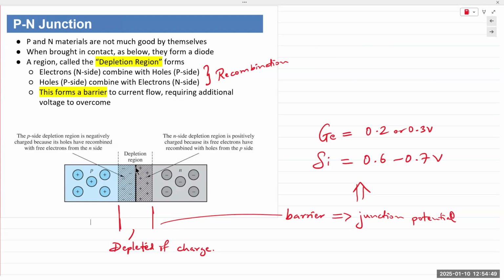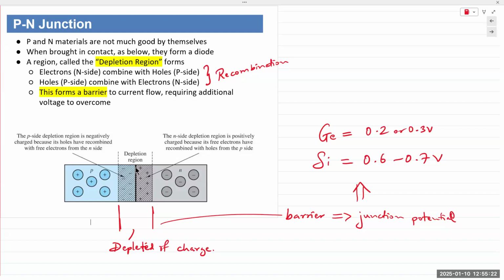And that electric field that is established because of this recombination phenomena gives rise to a voltage. That voltage in turn gives rise to another electric field that is in direct opposition to the holes and the electrons on either side of the junction. So the movement gives rise to an electric field, and that electric field opposes the further movement of holes and electrons.